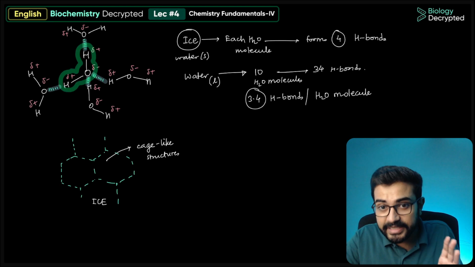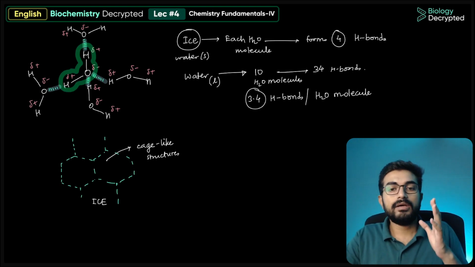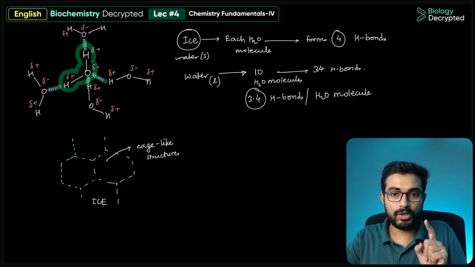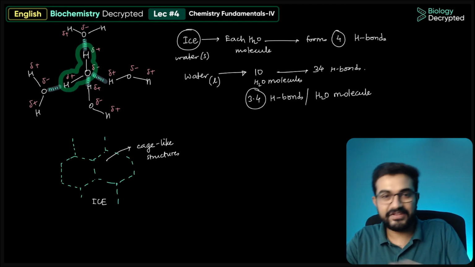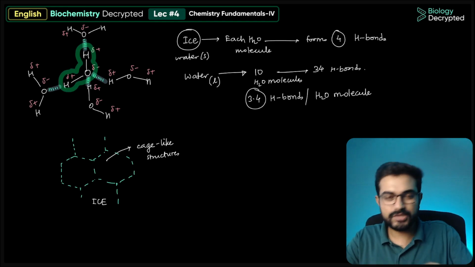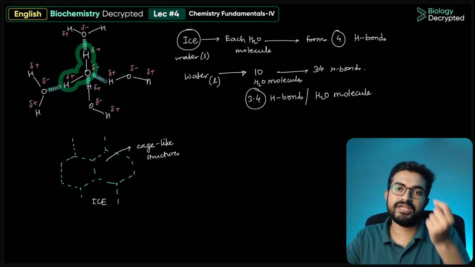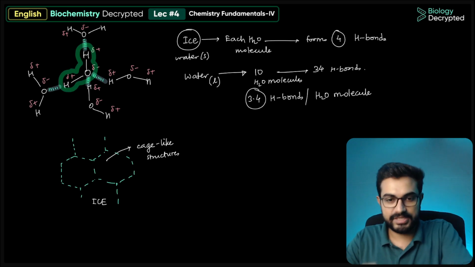This does not mean that the bonds are fractional in nature. This is just a number to represent it on the basis of one water molecule. So this is how we have taken an average for 10 water molecules. There will be approximately 34 hydrogen bonds, and that's how for one molecule there will be 3.4 hydrogen bonds each.